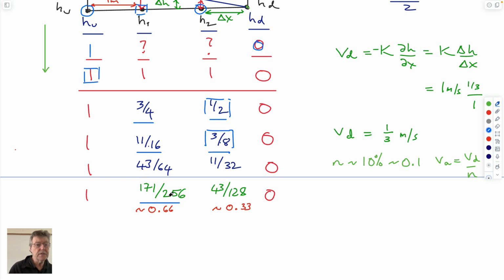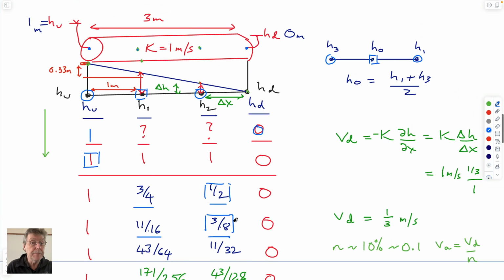171 over 256, I guess it's almost like using binary, right? 2, 4, 8, 16, 32 for storage, the binary base 2 system, and 43 over 128. And so these approximate 2/3 and 1/3.